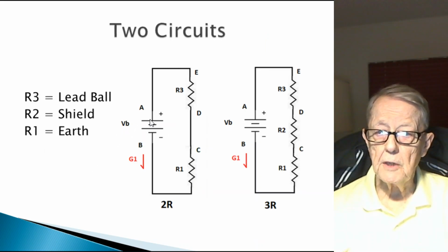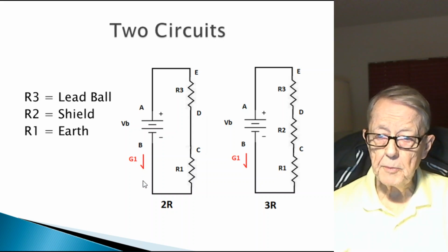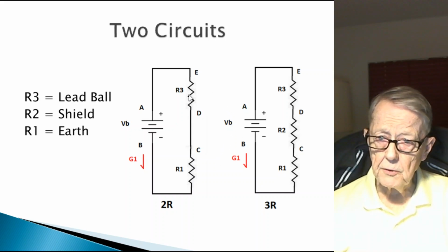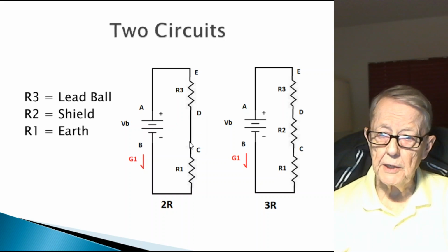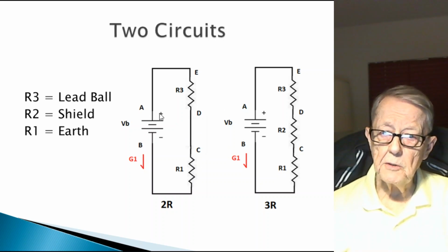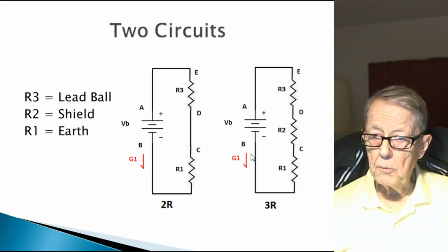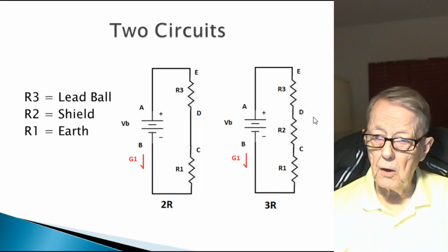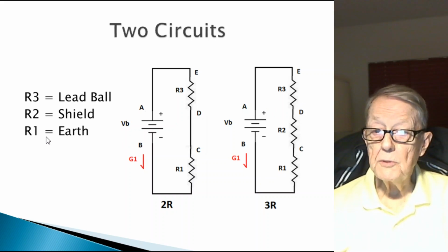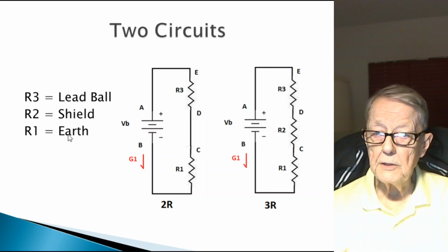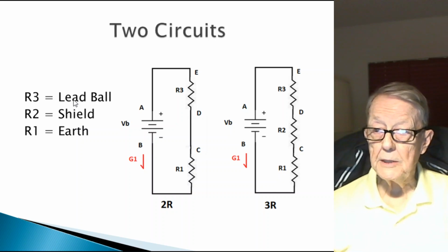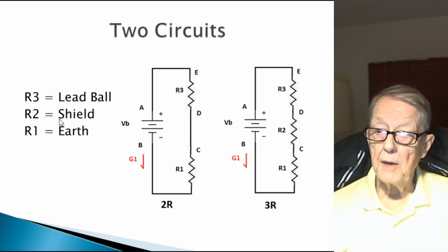Here are the two circuits. I use a 9-volt battery in particular. This is labeled the 2R circuit with resistor 1 and resistor 3. Resistor 2, the shield, is missing. So we're going to measure the resistances, measure all the voltages. And this is the 3R circuit. You add the R2 resistor as the shield, and you measure all the resistances, measure all the voltages. Basically what I'm saying is R1 is the earth, a large resistor. R2 is the shield, a medium-sized resistor, and the lead ball is a small resistor, all based on Majorana's experiment.